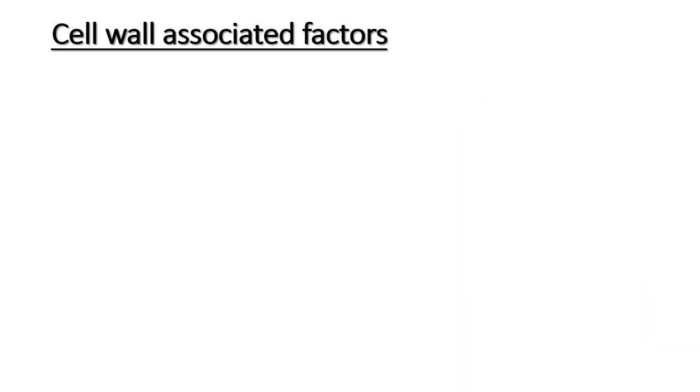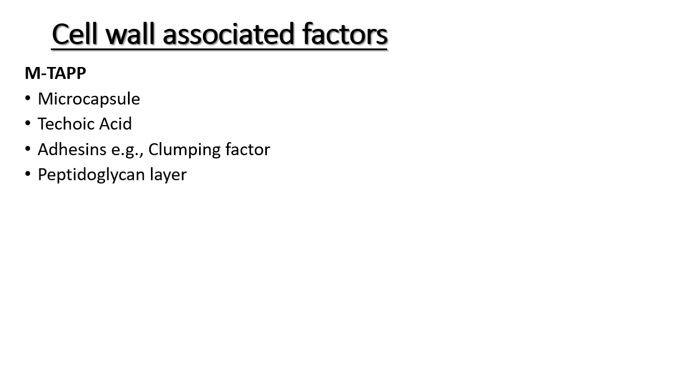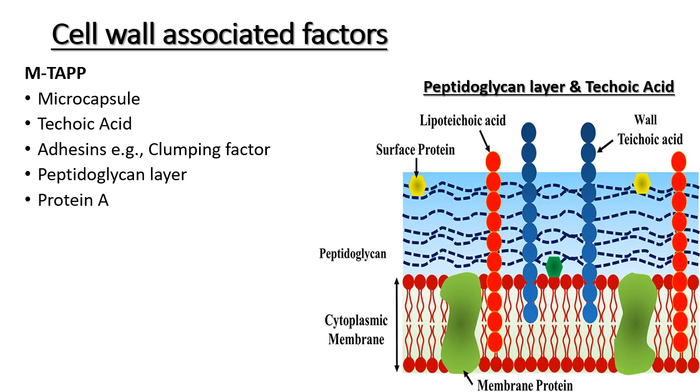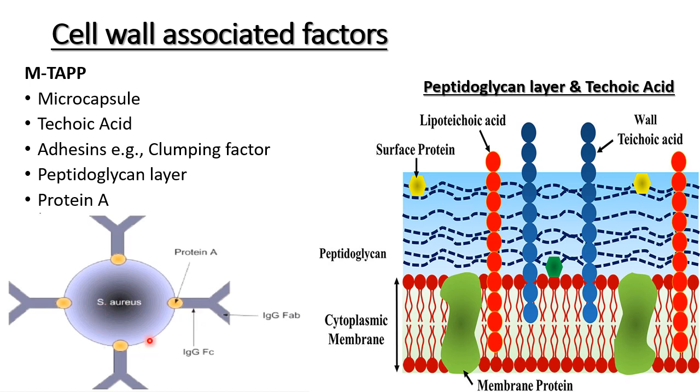Okay, so now let's talk about the cell wall associated factors. I have a mnemonic to remember all these, and it is MTAP. The M is for microcapsule, then teichoic acid, adhesins, peptidoglycan layer, and protein A. So you can use this mnemonic to remember all the cell wall associated factors. Here is a structure of the cell wall and its factors. We're going to discuss that later. And here is another special property of protein A. We're going to discuss that.